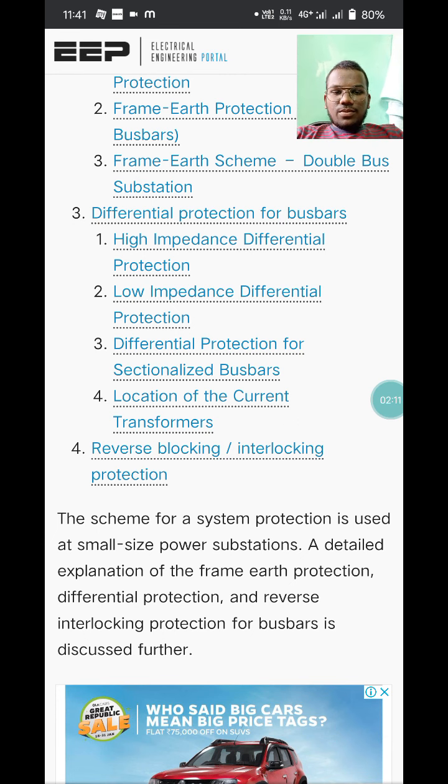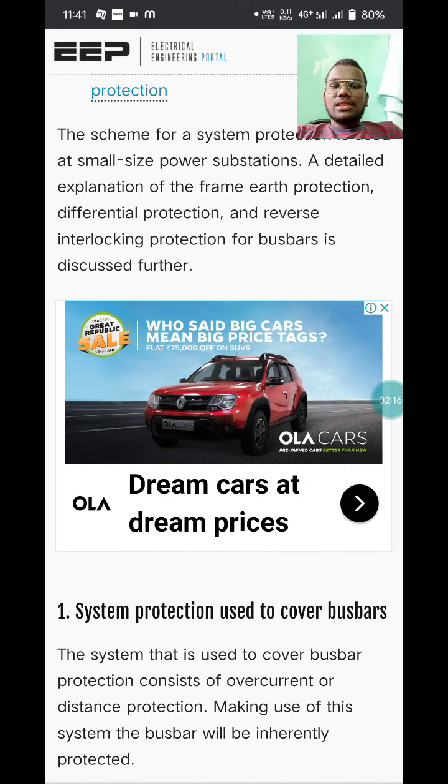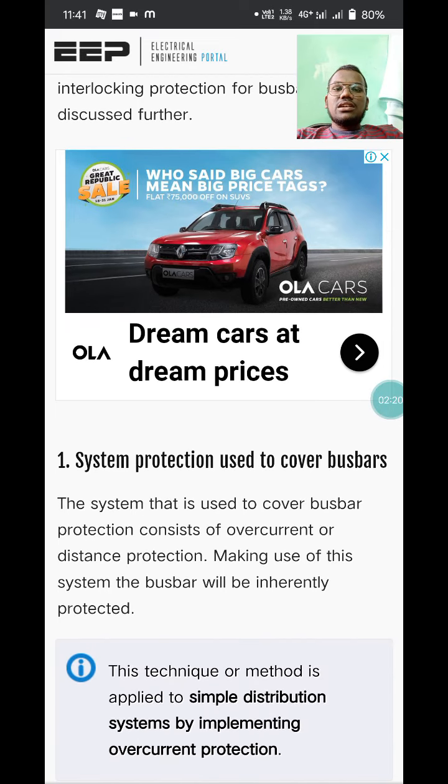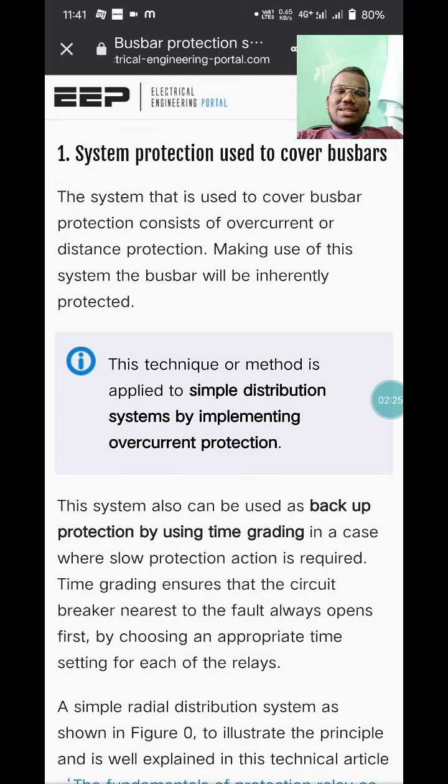The scheme for system protection is used at small size power stations, and a detailed explanation for the frame earth protection, differential protection and reverse interlocking protection for busbars is discussed further. Number one is system protection used to cover busbars.